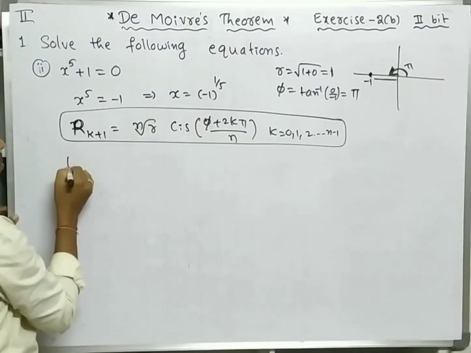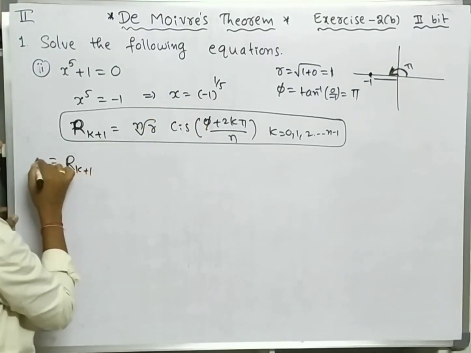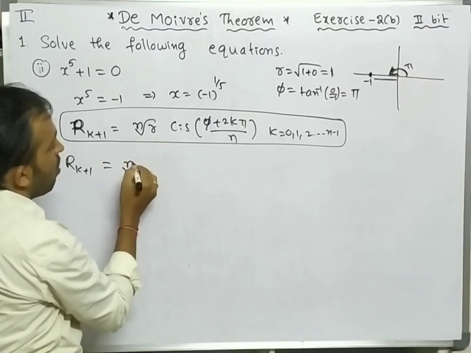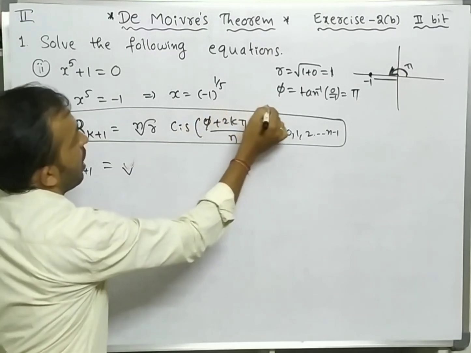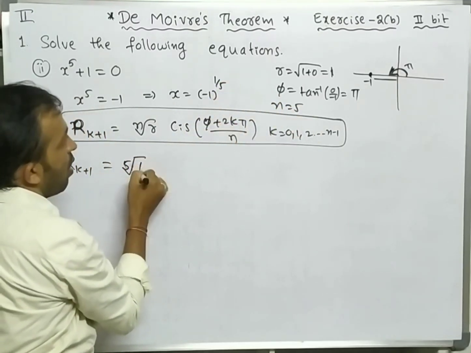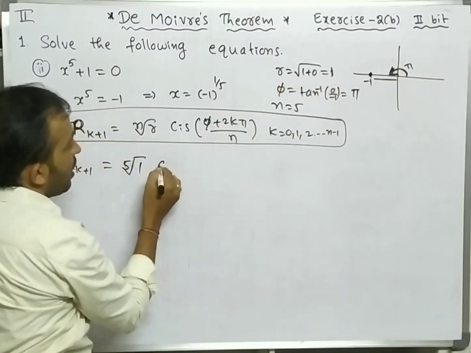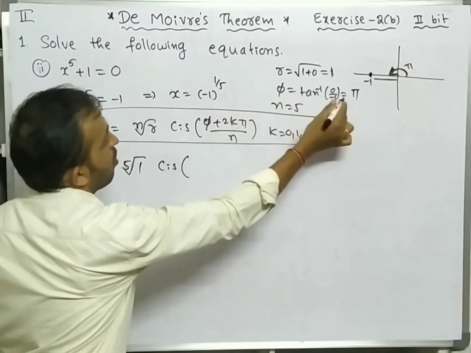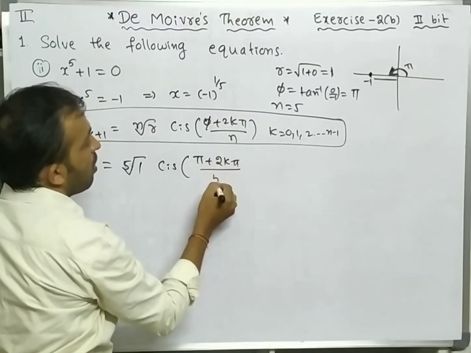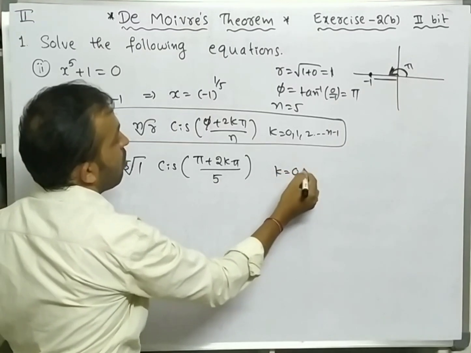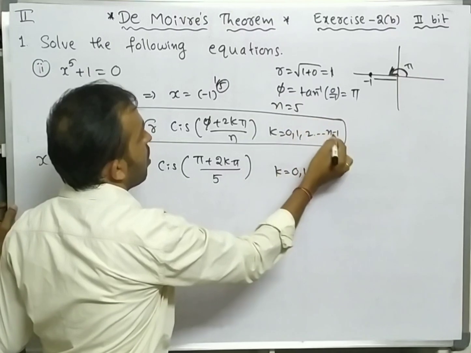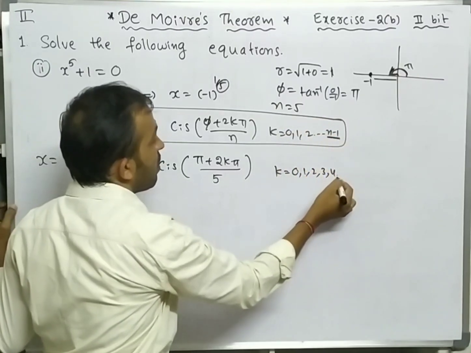Now just substitute r_{k+1}, or x, which is equal to, what is the formula, nth root of r. Here what is the value of n? n is equal to 5, the fifth root. The fifth root of r, whose value is 1, cis of (pi plus 2k pi) by 5. Here k is equal to 0, 1, 2, 3, 4. So n is equal to 5 means 5 minus 1, ending with 4.